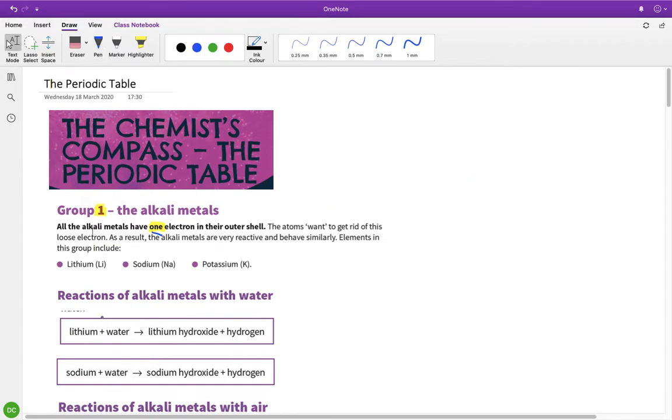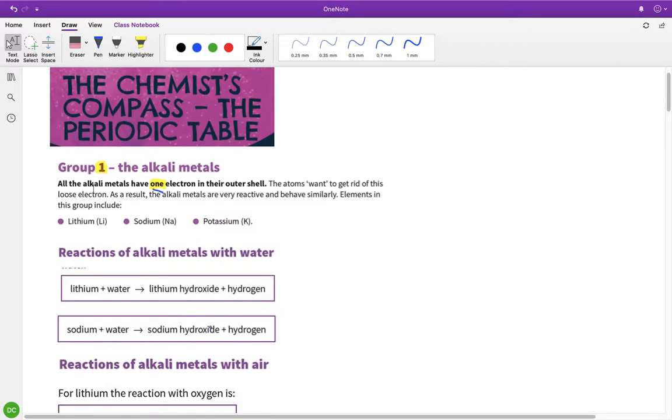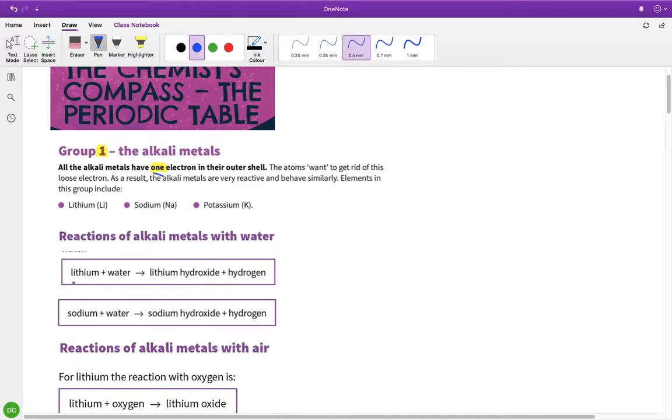So we looked at the reactivity of lithium, sodium, and potassium. We said because they've one electron in their outer shell, they want to get rid of it quite readily, which means they're happy to react with things like air, water, and then obviously the group 7 elements they're very happy to react with. So, the reactions of alkali metals with water.